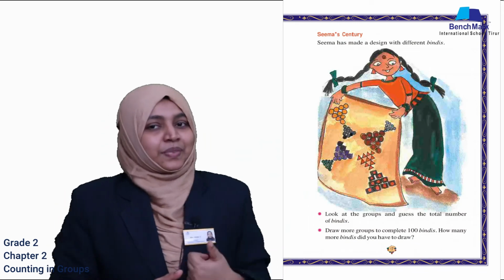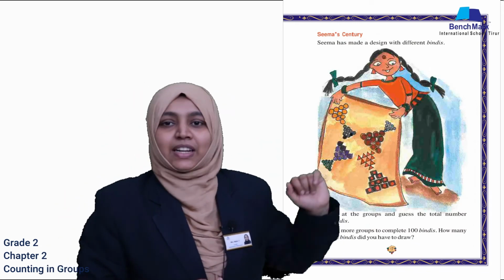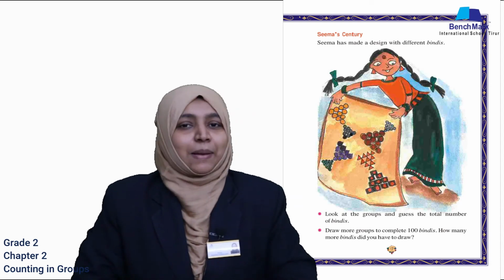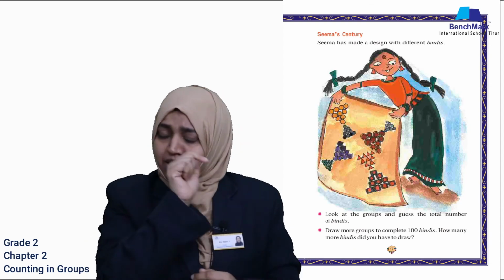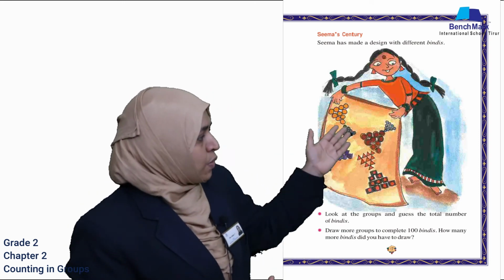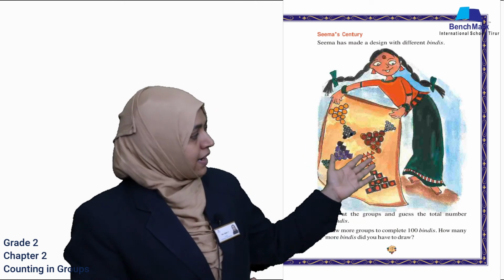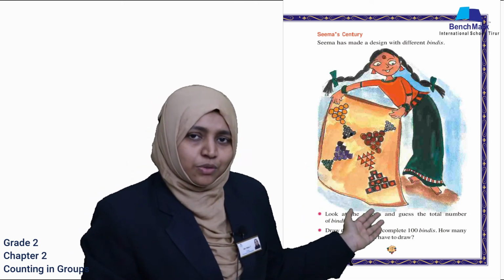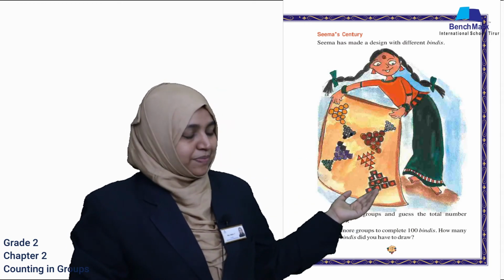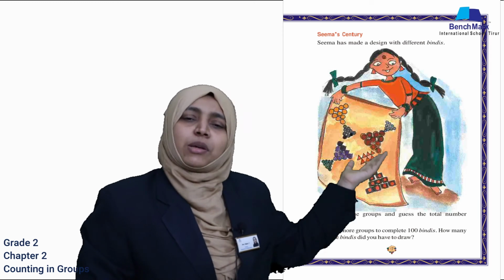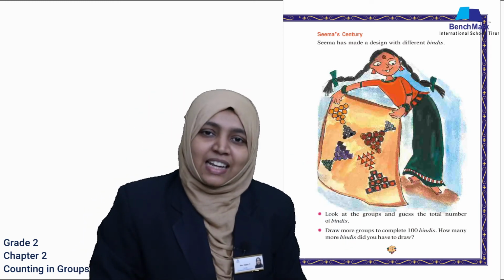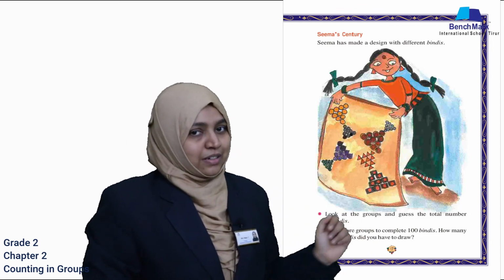Now look here. The name of that girl is Seema. She made a beautiful design using her bindis. She took her bindis and she made a beautiful design. So see how many groups are there here. Just count and tell me how many groups are there. Yes, there are 8 groups here. And in each group, how many bindis are there? 10 bindis are there in each group.